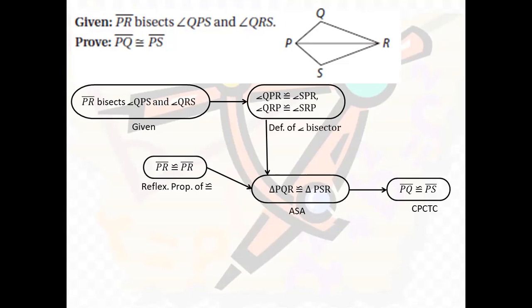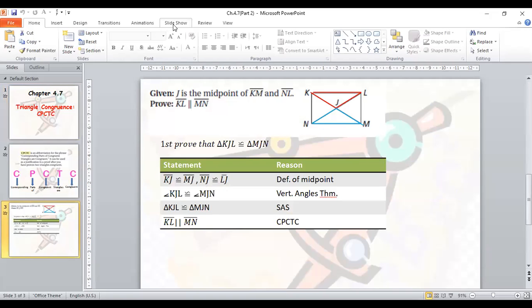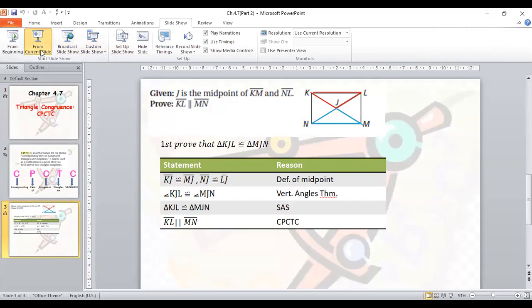See, I told you already, you need to use ASA, or choose any other theorem, to prove the triangles equal. Then the remaining parts of the triangle, you will say they are equal due to CPCTC. Okay, now it is easy, but the only thing is that you need to be a bit vigilant, you could say, right?